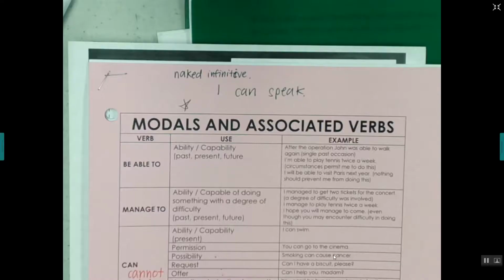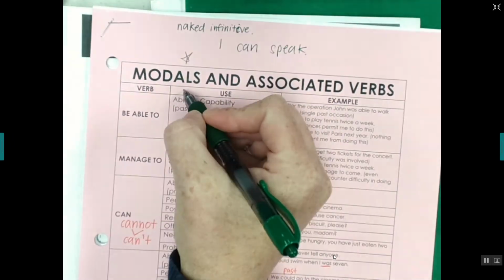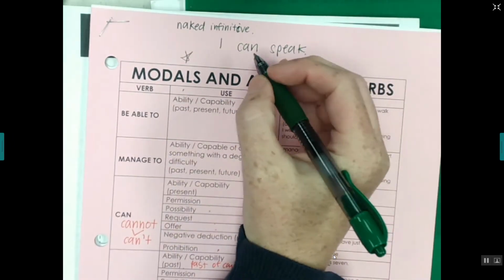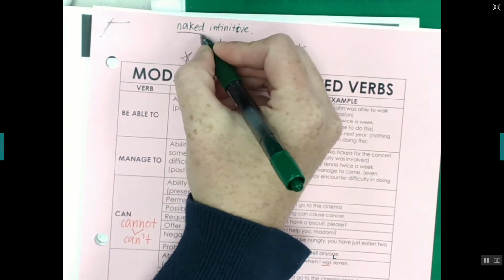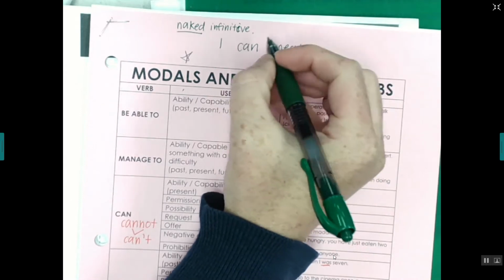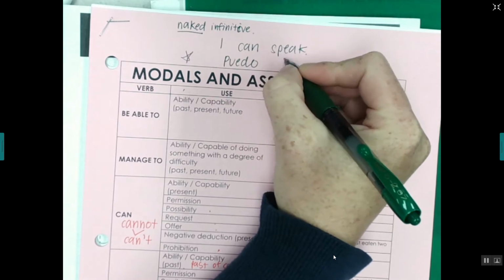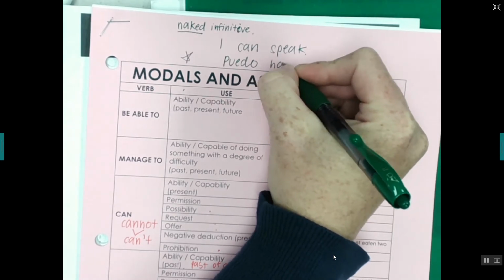Okay, so this week we are talking about modal verbs. Well, I'm going to show you. The first thing you need to know is that after modal verbs, we use something called a naked infinitive. Naked is desnudo. Like in Spanish, we could say, puedo hablar, right?